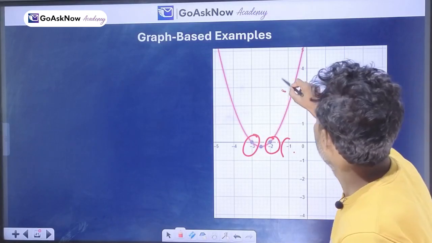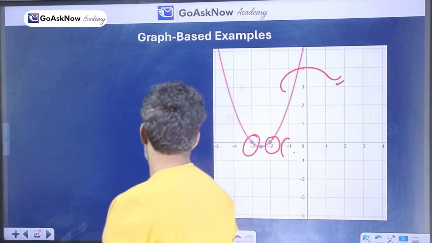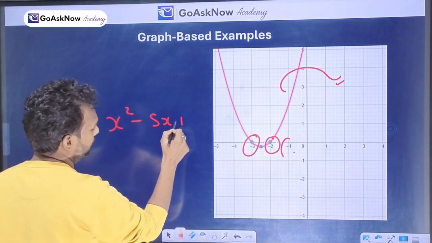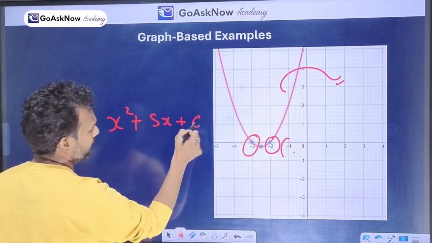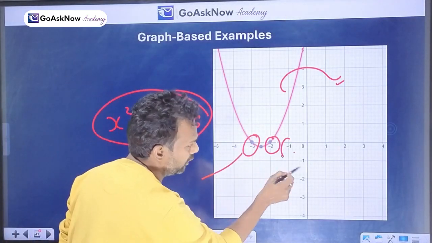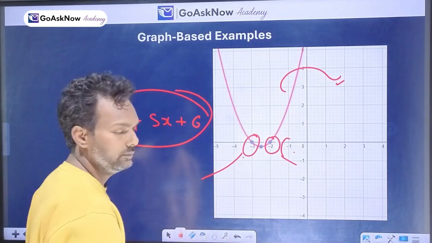Okay. So, this is a quadratic equation of the same graph, x square plus 5x plus 6. So, the number of zeros or number of roots or number of solutions is 2, and what are they? They are minus 3 and minus 2. Okay.